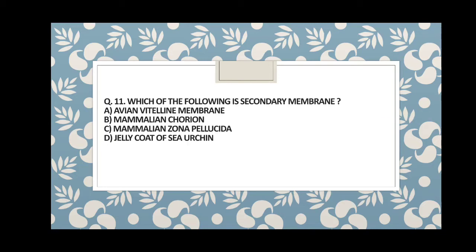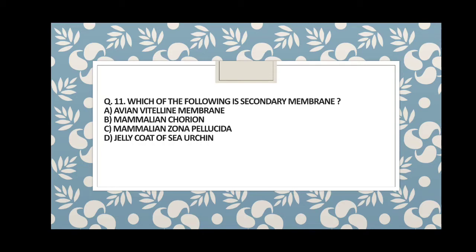Question number 11 is which of the following is secondary membrane? So guys, here also I would like to focus on the classification of egg membranes. Egg membranes are basically divided into 3 layers: first is the primary egg membrane, secondary egg membrane, and tertiary egg membrane. Primary egg membranes are directly secreted from the ova or egg. So guys, what is the answer?